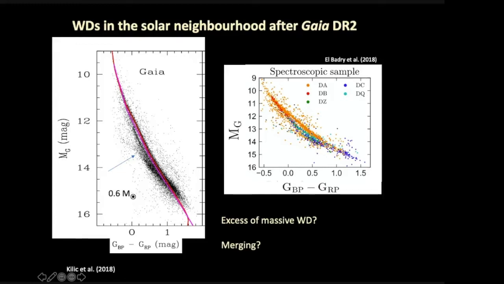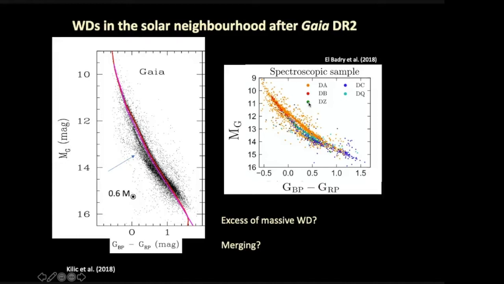The problem is this other branch. This other branch, there is a mixture. There are some DA, hydrogen. Then there are some DB, helium envelope, pure helium envelope, like the models. And then there are some of these other types, DQ, DC, DZ. DQ, DZ are essentially helium envelope with some contamination from carbon or from other metals. Now, there are no white dwarf models for this chemical composition.